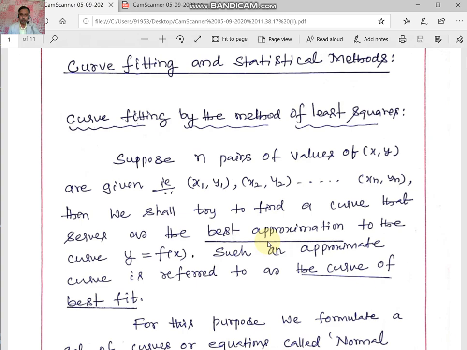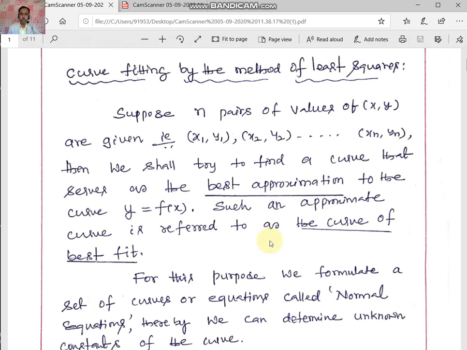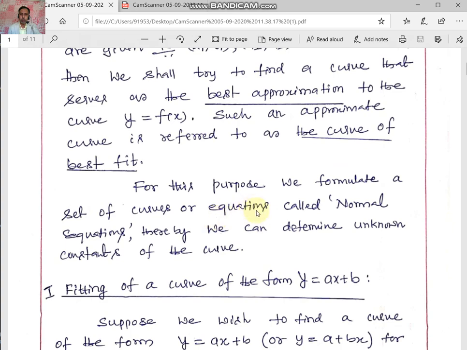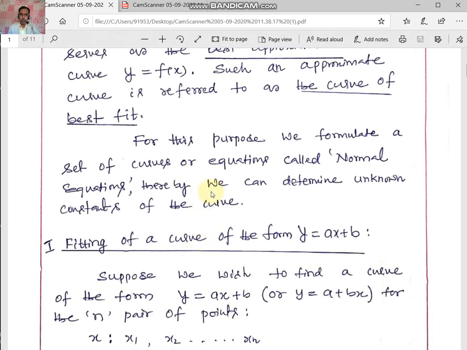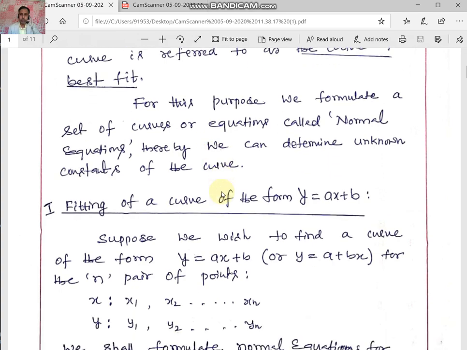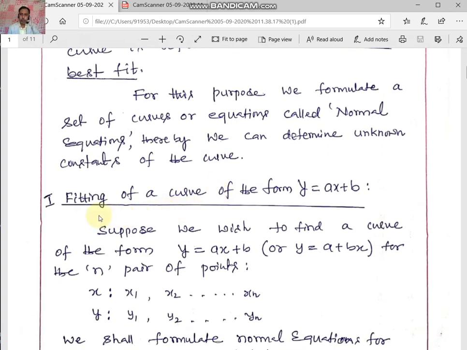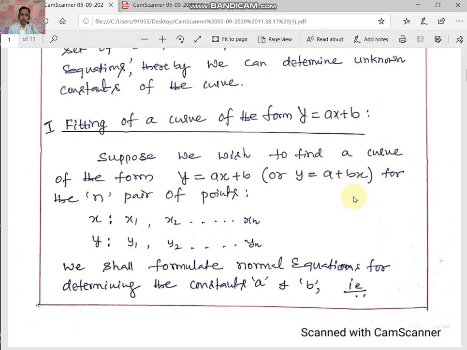So in that process, there arise some conditions. Those conditions are called normal equations. To find normal equations, we have some process, which we shall understand in the next topic. That is, the first case is fitting of a curve of the form y is equal to ax plus b. So this represents a straight line, y is equal to ax plus b, or y is equal to a plus bx.